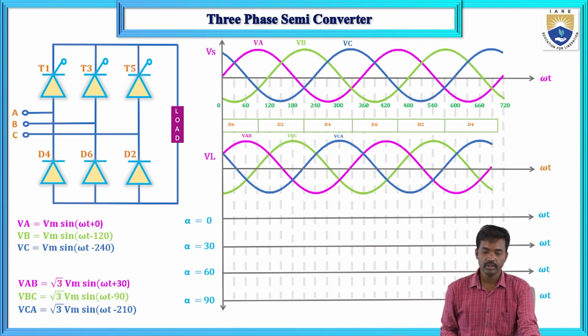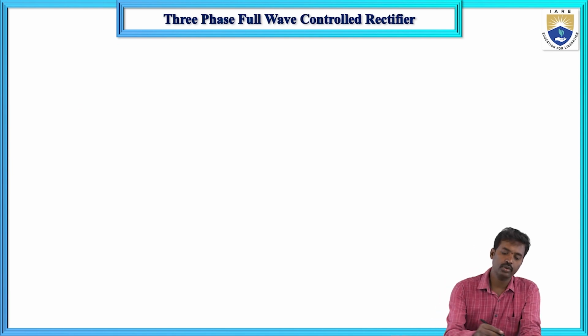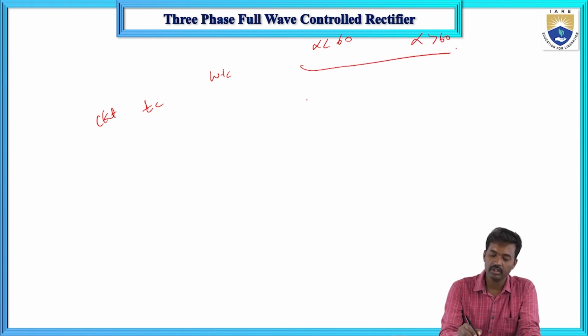So now here, first, circuit turn off time. So Tc equals omega Tc equals alpha is less than 60 and alpha is greater than 60. So now here alpha is less than 60. Tc equals 240 minus alpha by pi, and in this case 180 minus alpha by pi. So Tc equals to.